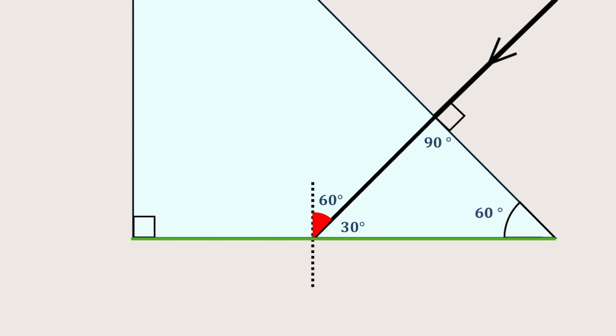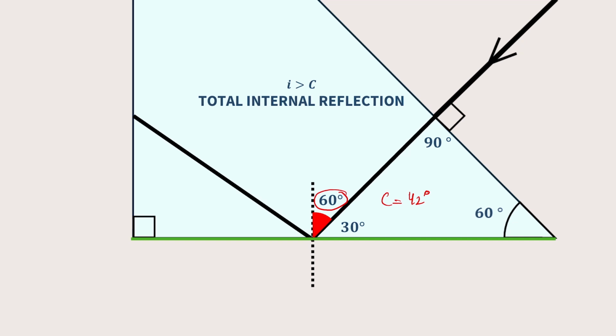So if you look at our question, what is the angle of incidence? The angle of incidence is 60 degree, and we also know critical angle is 42 degree. So in this case, since the angle of incidence is more than the critical angle, it will undergo total internal reflection. And also angle of reflection will be 60 degree.